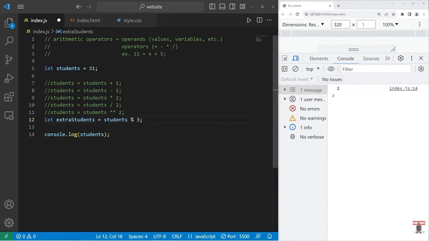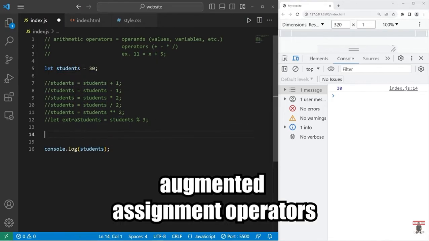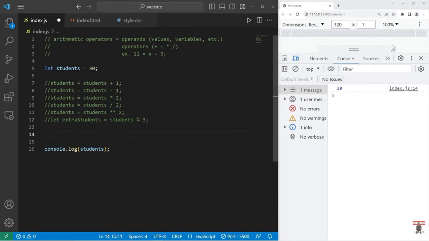Since we're reassigning students, we would be replacing 31 students with the value of 1. If you're using the modulus operator, I would recommend creating a separate variable entirely. Let extra students equal our students modulus 3. We have 1 extra student. Just 1. Okay, that is the modulus operator.